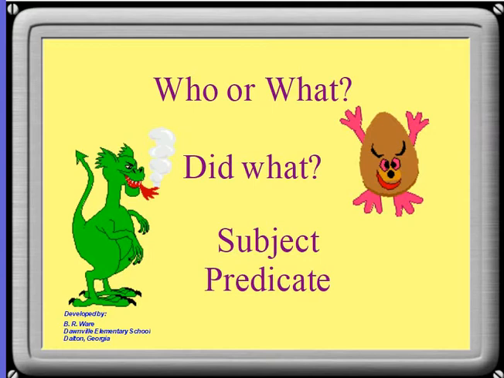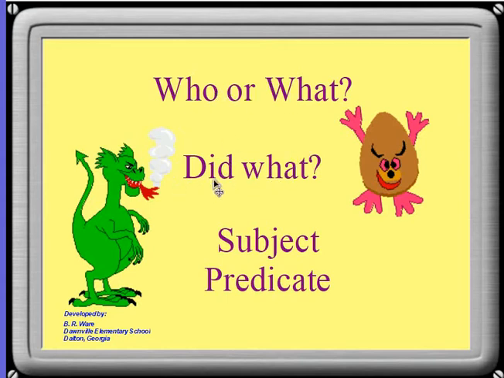Alright, the subject is who or what, and the predicate is did what. And you have to have a subject and a predicate in a sentence for it to make sense. For example, if you don't tell who the sentence is about, it's not going to make any sense. Like if you just say, run really fast, or slid into the wall. If you just say those things, people aren't going to understand what you're trying to tell them because you're not telling them who. They're going to be confused.